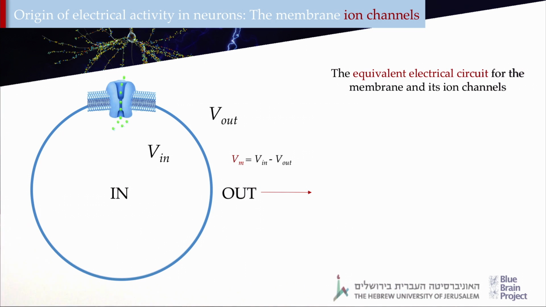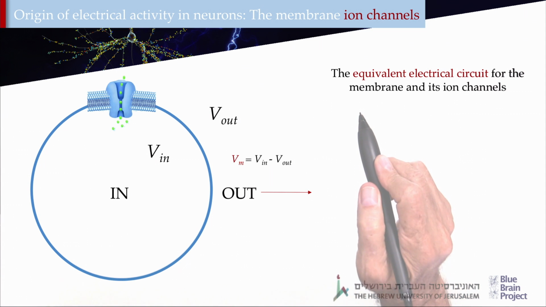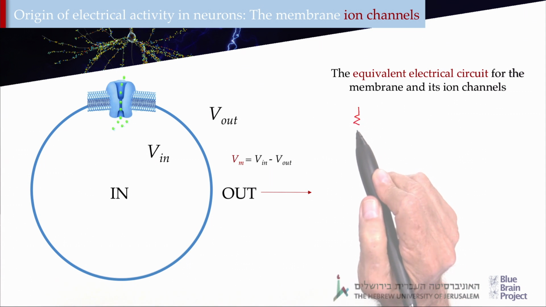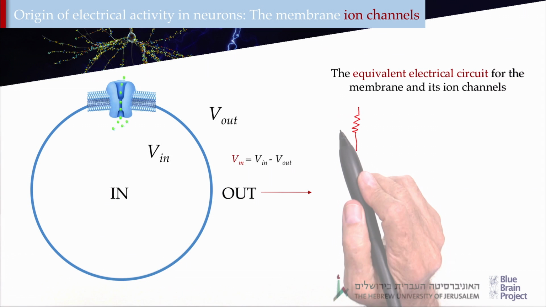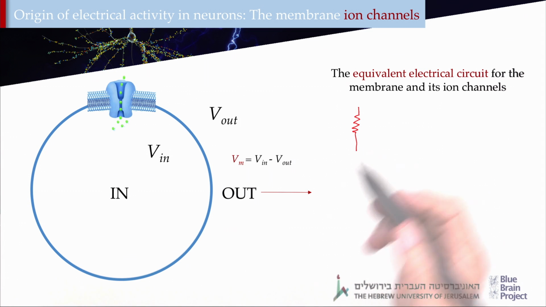Okay, and here I want to write down, for the first time in this course, the electrical equivalent circuit for what I just described until now. So how do I describe a channel electrically? We saw that a channel is like a conductor. When open, it can conduct ions through the channel. So let's draw a channel as a resistor.